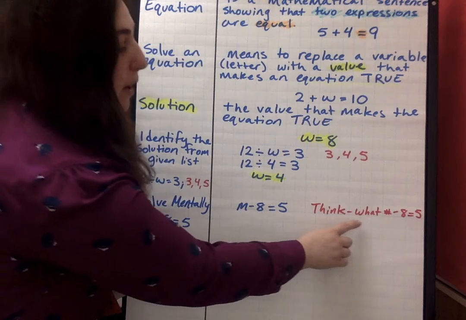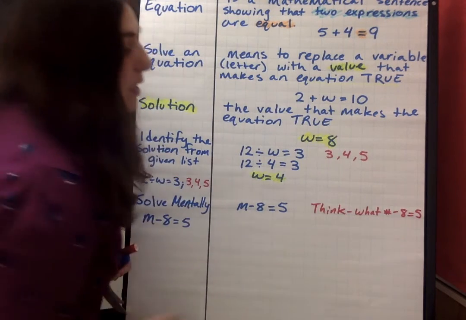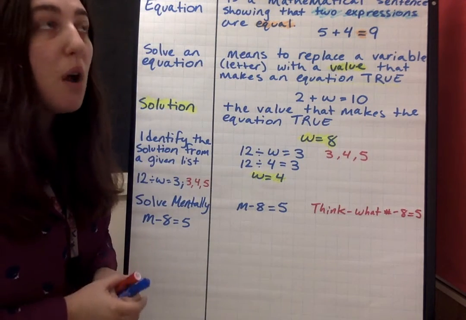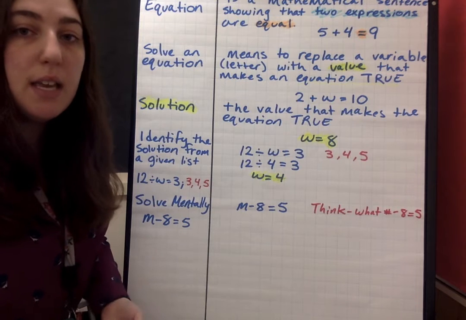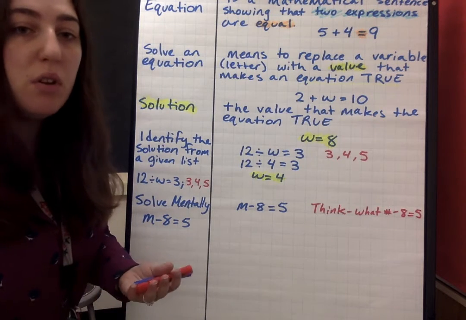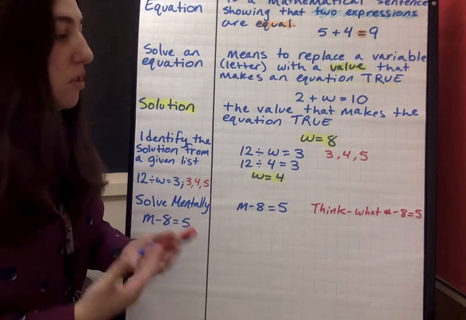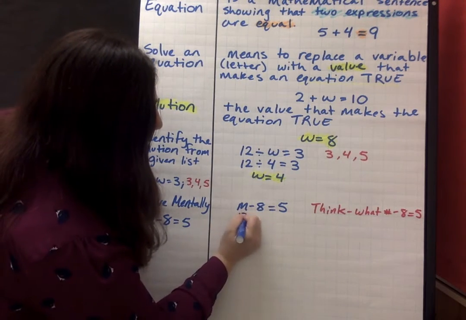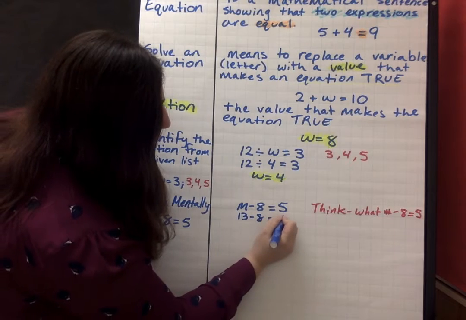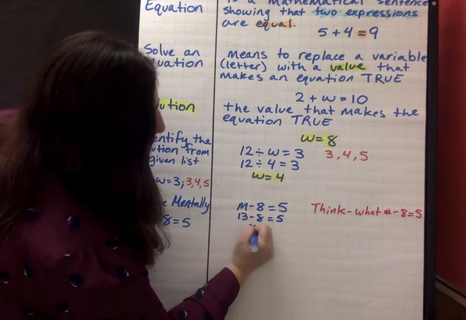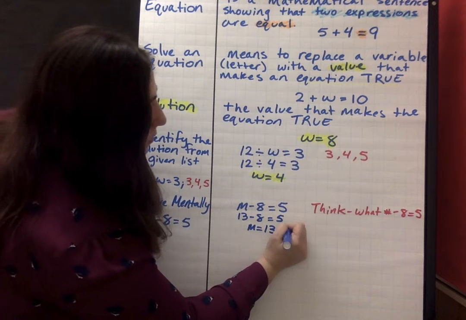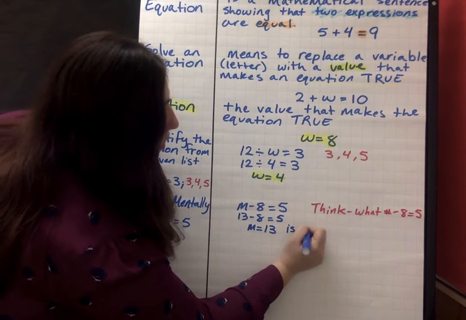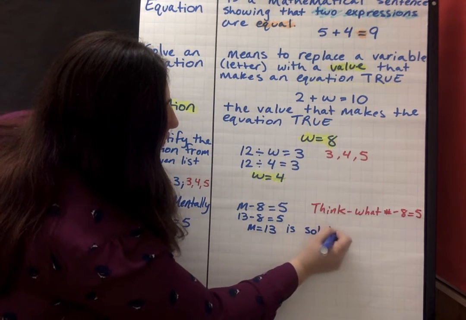But if you just think about what number minus 8 equals 5, well, probably 13 minus 8 equals 5. And maybe you don't know that off the top of your head. That's okay. Just take a couple guesses. So 13 minus 8 equals 5. So m equals 13 is the solution.